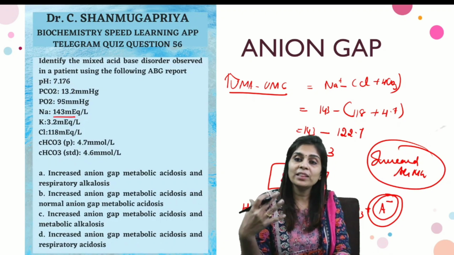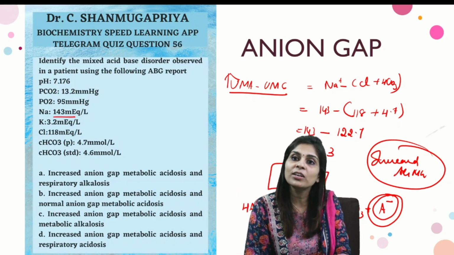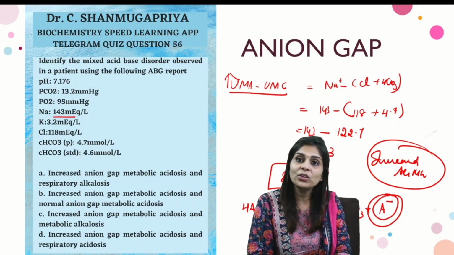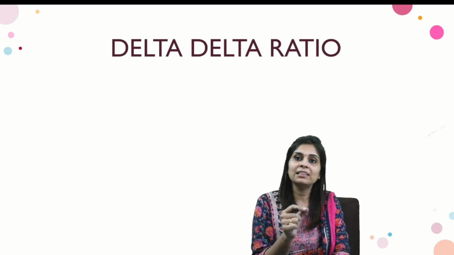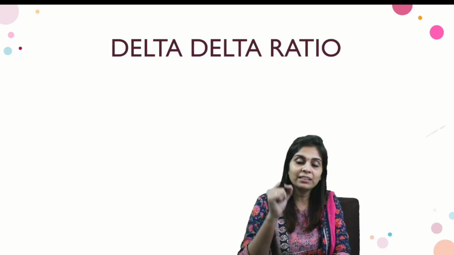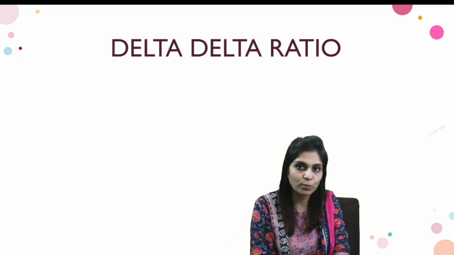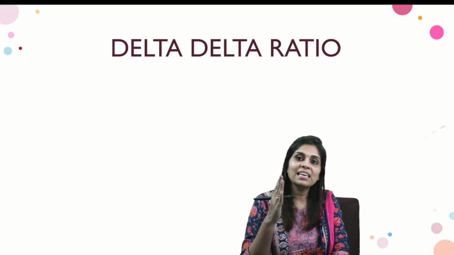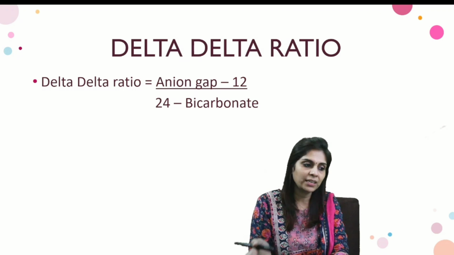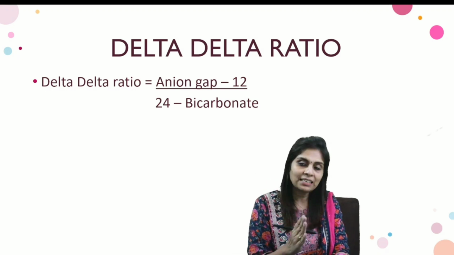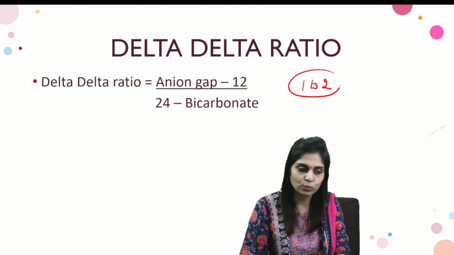We have to find out whether there is a possibility of these two conditions being hidden by increased anion gap metabolic acidosis, and that is why I am going to calculate delta-delta ratio. First, I'll tell you the formula for delta-delta ratio, then I'll tell you the normal expected value for delta-delta ratio, then I'll help you understand the concept behind this formula. So delta-delta ratio is calculated as anion gap minus 12 by 24 minus bicarbonate. And if it's just increased anion gap metabolic acidosis, it's expected to be between 1 and 2.